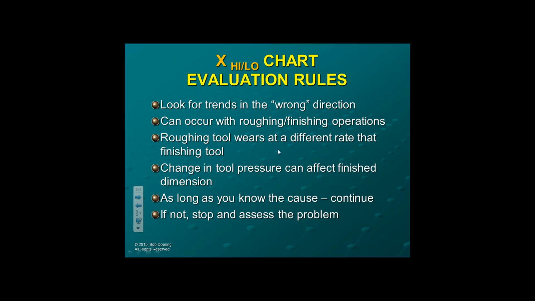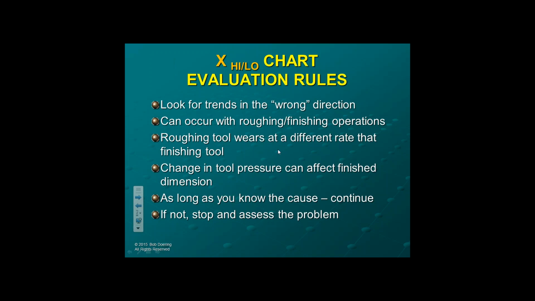So how do you evaluate an X-high-low R chart? Well, first of all, you expect a trend. Tool wear is a trend. But what you're looking for is a trend in the wrong direction. So, for example, if you're doing an OD, you expect the trends to be larger and larger diameters. If for some reason suddenly it starts getting smaller and smaller, hey, you don't expect that. You need to investigate what's causing that.